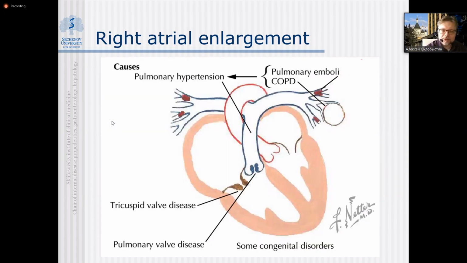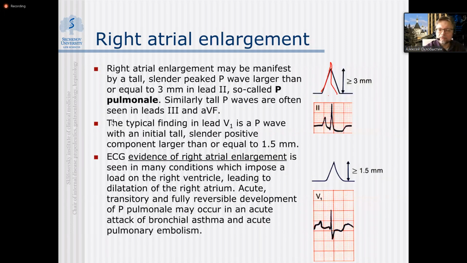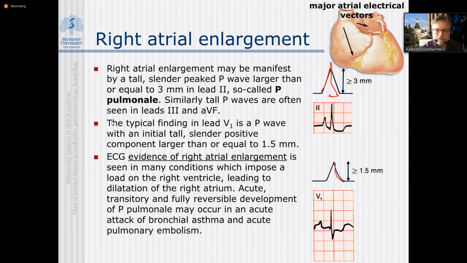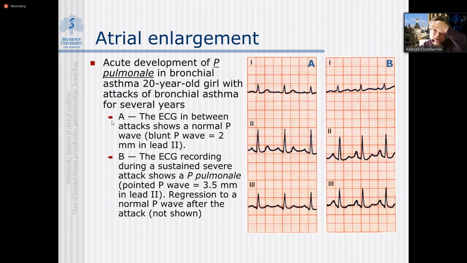Right atrial enlargement, the enlargement of the atrium just around the sinus node, may result in a tall P wave, but of normal duration, and disappearing of the negative phase of the P wave. That's how ECG in right atrial enlargement may look like. The tall P wave, here it is, in an attack of bronchial asthma, becomes taller in comparison to the previous state of the patient.